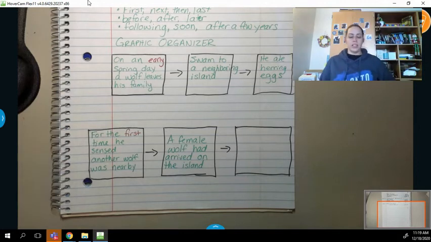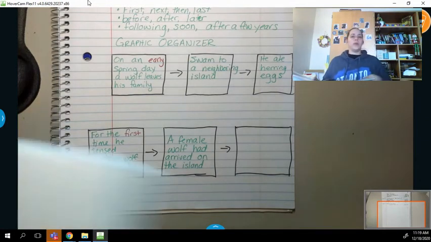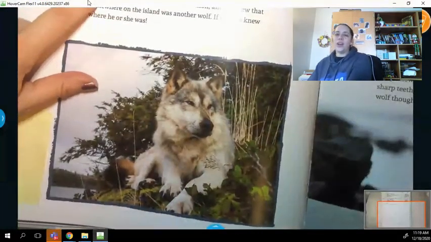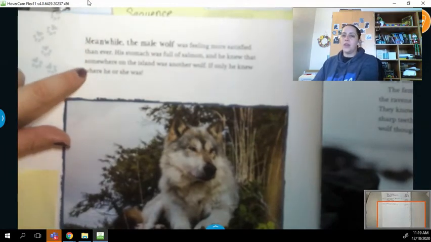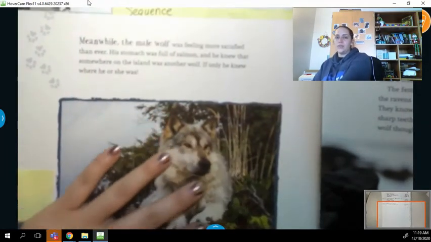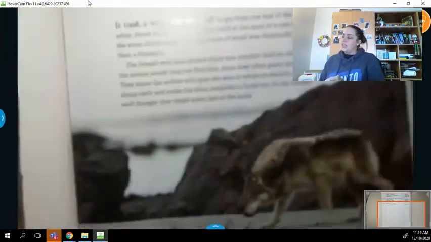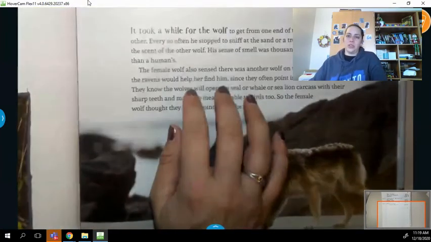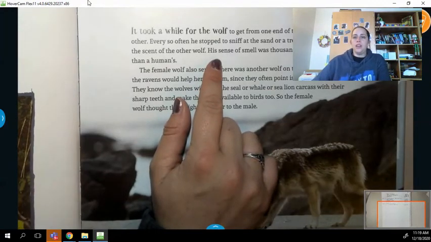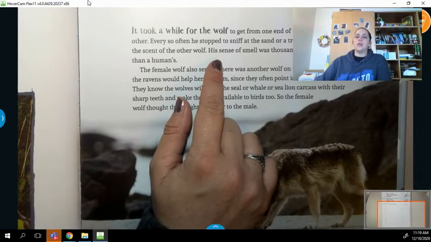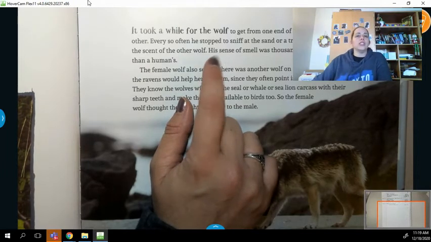And last but not least, what happens? The very, very end of this section. So he found the female wolf arrived on the island. Meanwhile, that's another good keyword for time for sequencing. The male wolf was feeling more satisfied than ever. And then here we go on our next page. This is what's going to happen. It took a while for the wolf to get from one end of the island to the other, and every so often he stopped to sniff at the sand or tree trunk to catch the scent of the other wolf.